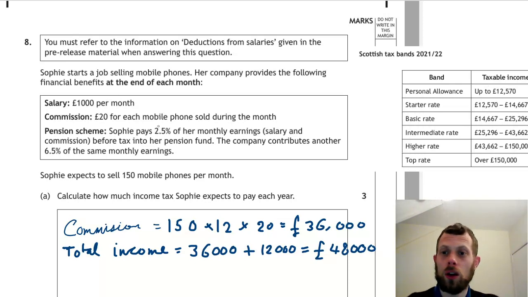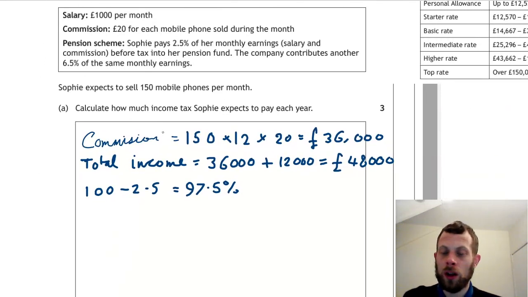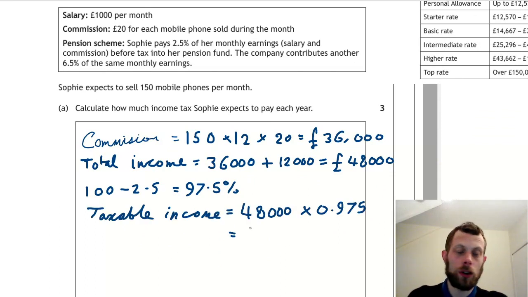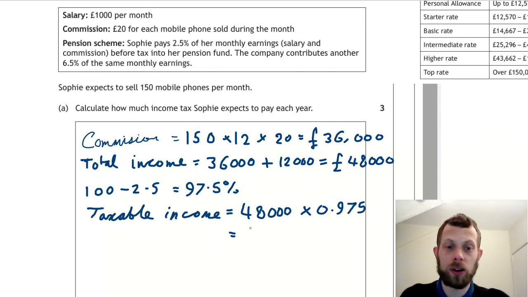So we need to take off her monthly earnings. So a simple way to do this would be to take 100, take away 2.5, and we will get 97.5%. That will give us the taxable income. So 48,000 times 0.975, and we get £46,800.